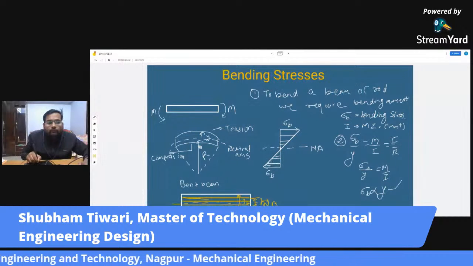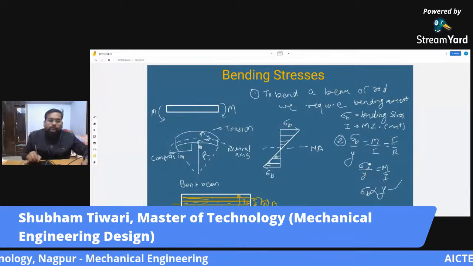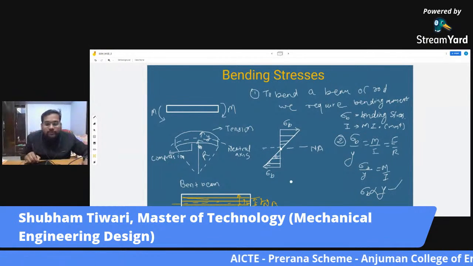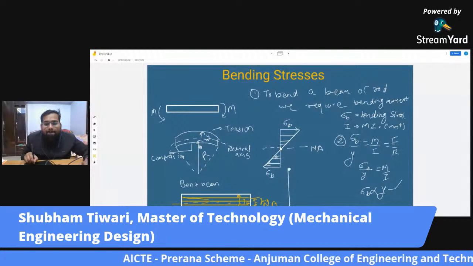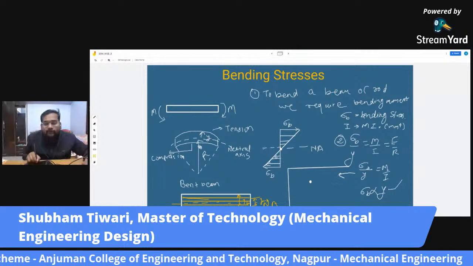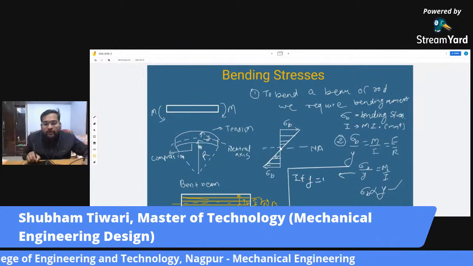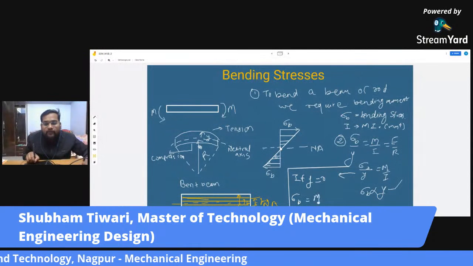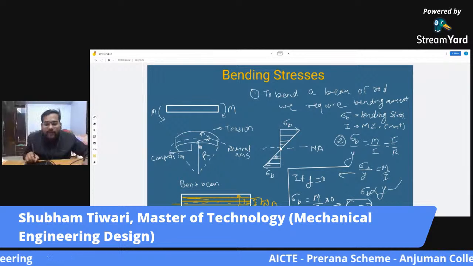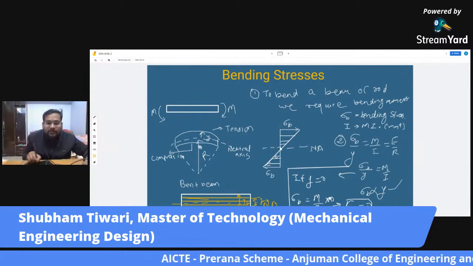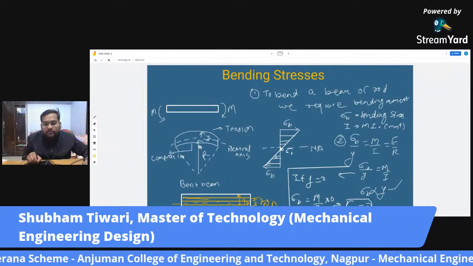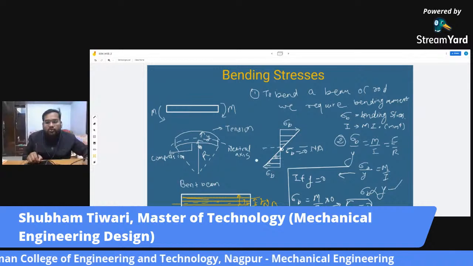Okay. Now, this is how it works. Similarly, we can also make an observation that in this equation, if y equals 0, sigma b equals M by I into 0, then it implies sigma b will also equal 0. That is, at y equals 0, which means at the neutral axis, the bending stress is 0. So here the bending stress has a value 0. So this is how the stress distribution works.